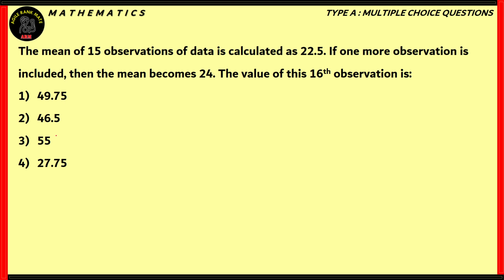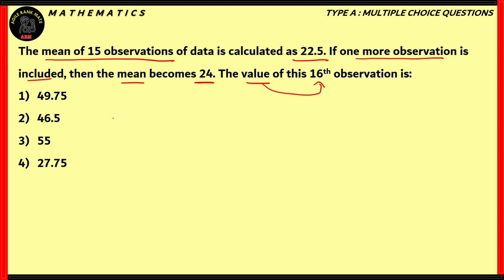Now let's look at the final question for today. The mean of 15 observations of data is calculated as 22.5. If one more observation is included, then the mean becomes 24. We need to find out the value of the 16th observation. Is it 49.75, 46.5, 55, 27.75? So, how do we solve this question?